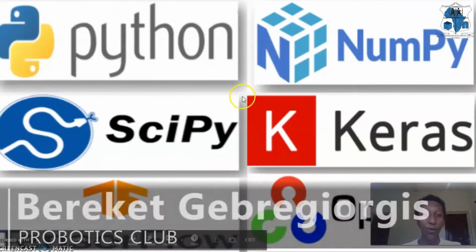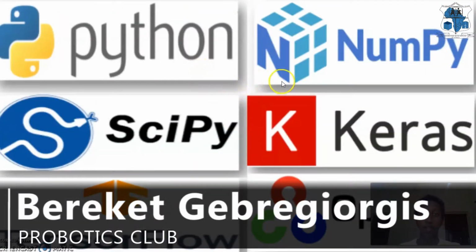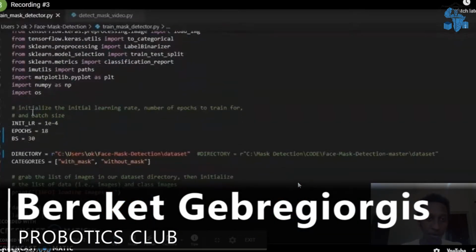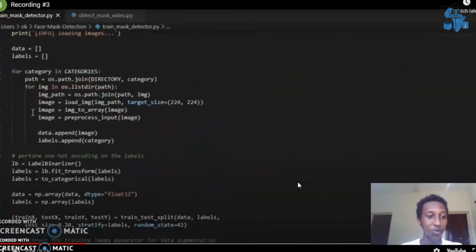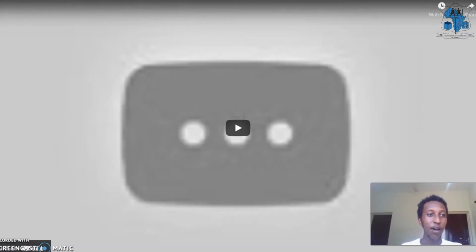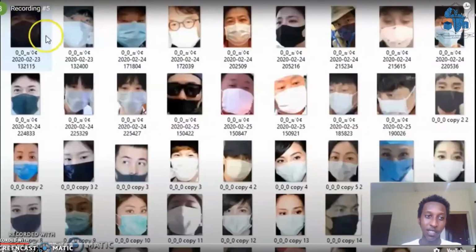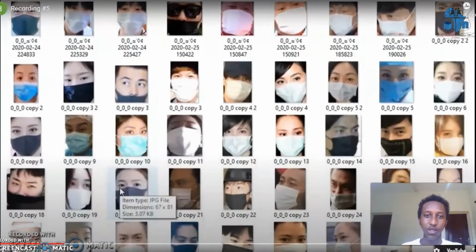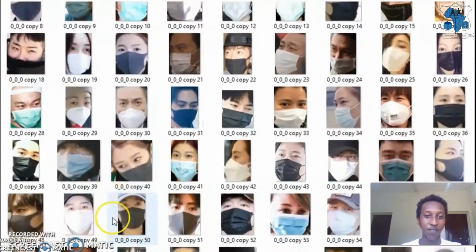Thank you. We used the Python programming language with other dependencies such as OpenCV, NumPy, TensorFlow, Keras, and SciPy. We wrote an algorithm and trained it to learn the difference between pictures that have a face mask and do not have a face mask. This was done by feeding our deep learning face mask detector model with thousands of pictures that display people with or without a face mask.